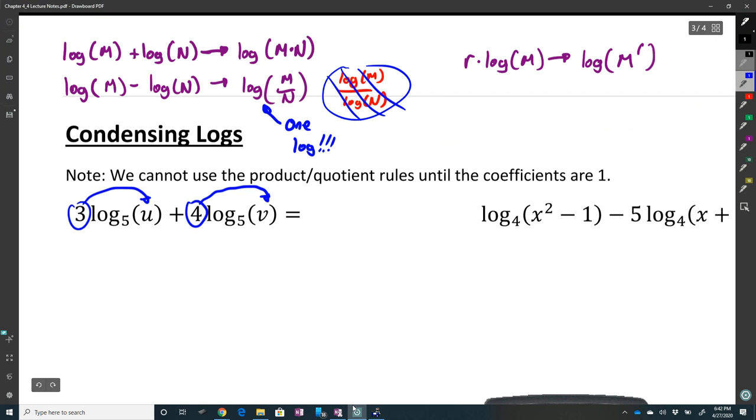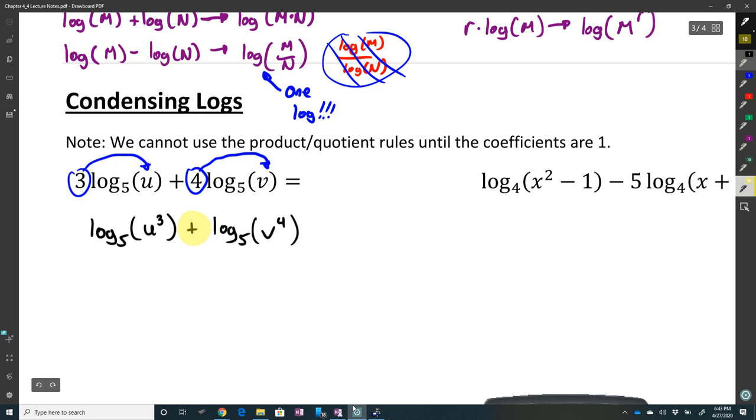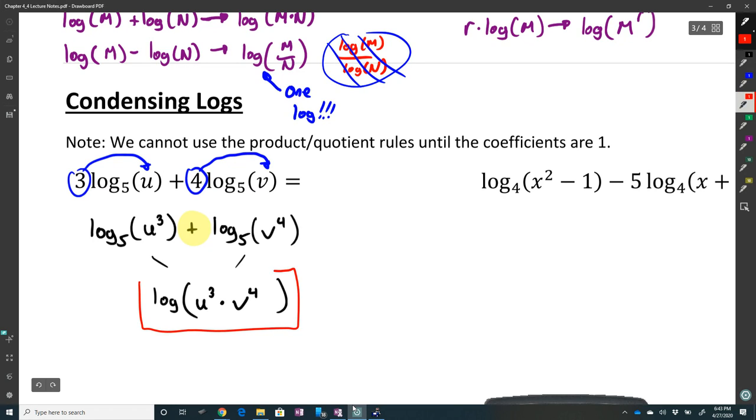All right, so the numbers in front become exponents. So I have log base 5 of u cubed plus log base 5 of v to the 4. Now, the main idea is addition. So now I can bring these together as 1 log. And that's it. Look how adorable that is. So we went from multiple logs and we condensed it down to 1 log.